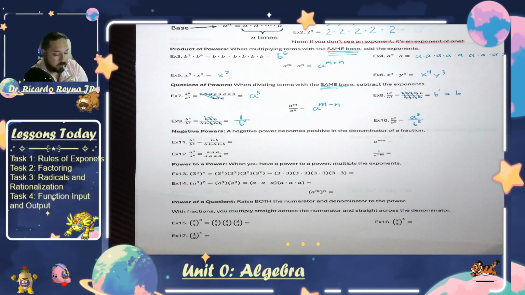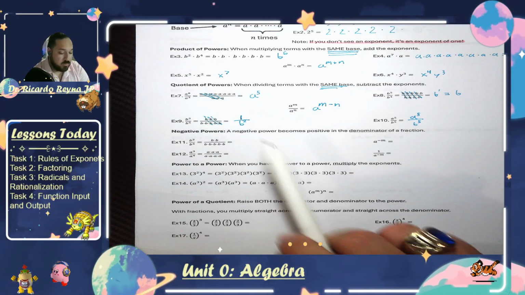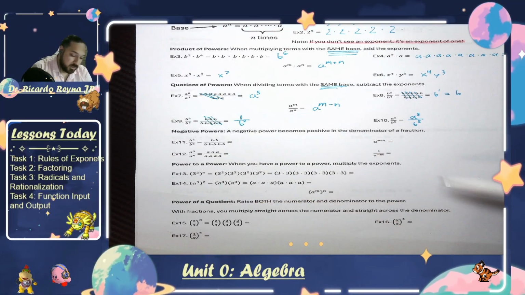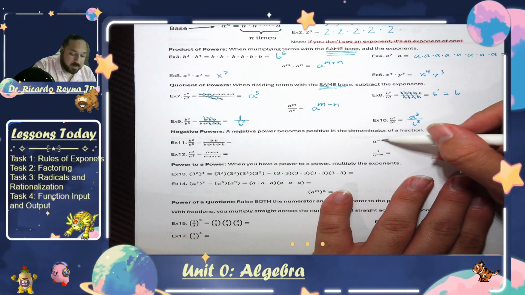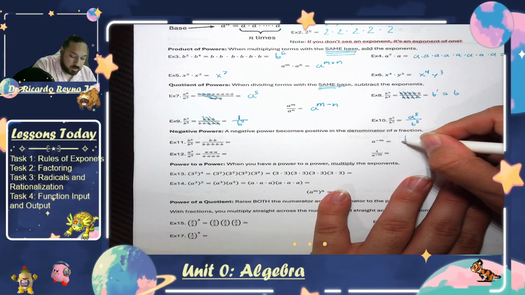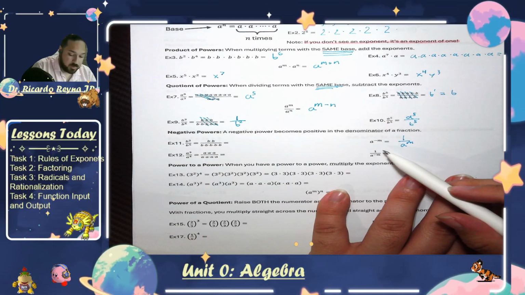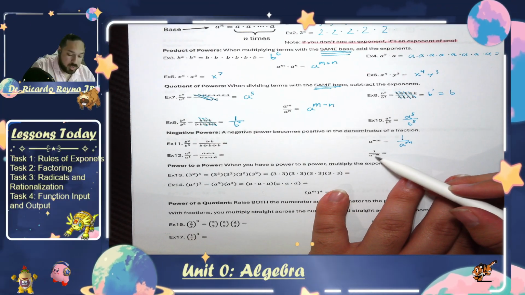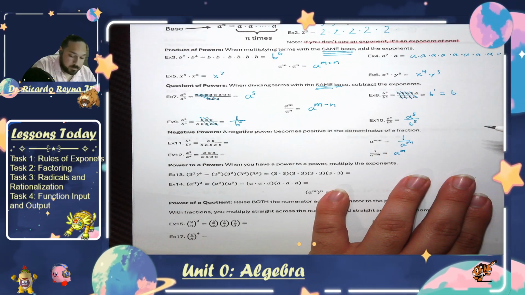So a negative power becomes positive in a denominator of a fraction. So this is kind of referring to this guy over here a little bit, just a little bit, not that much. But if we have a to the power of negative m, then we can rewrite that as 1 over a to the m. And vice versa, if we have 1 over a to the negative m, we can rewrite that as a to the m.